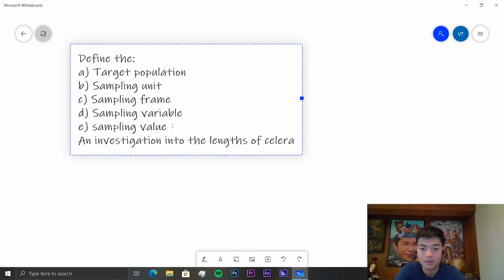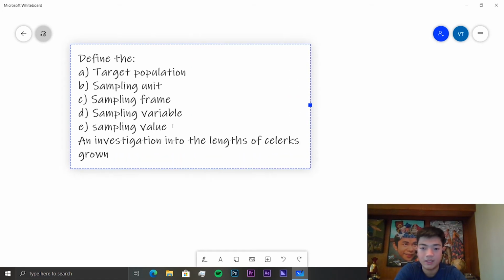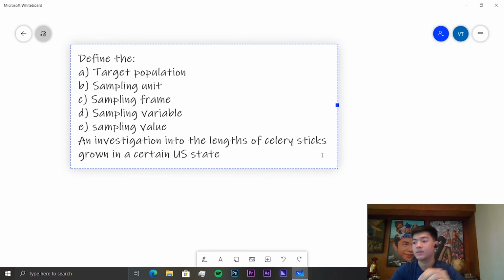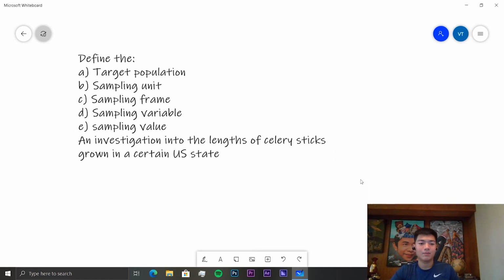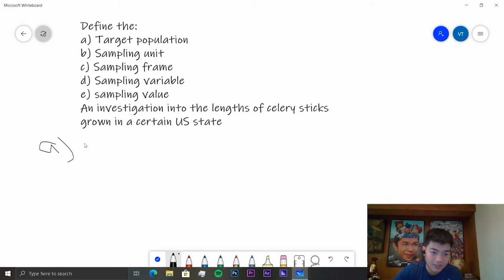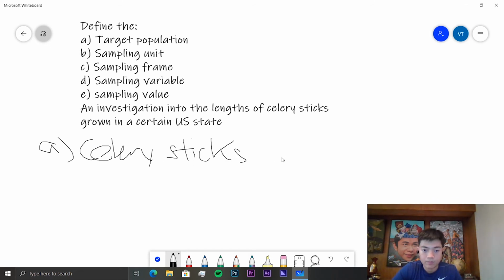celery sticks grown in a certain US state. Okay, so what is the target population? The target population is the celery sticks grown in a certain US state. So we can write that down. The target population is the celery sticks grown in the state.